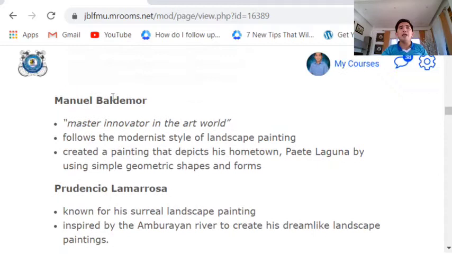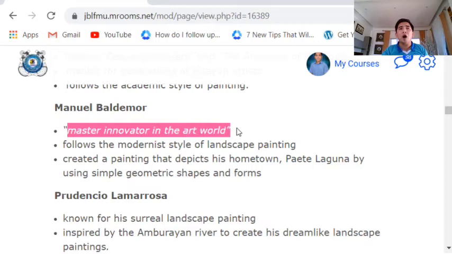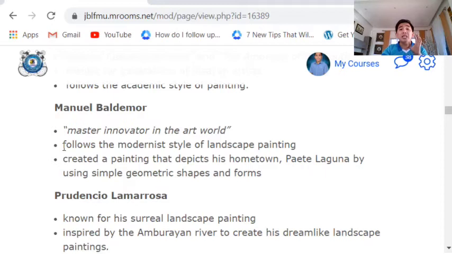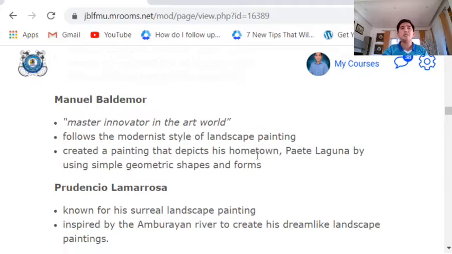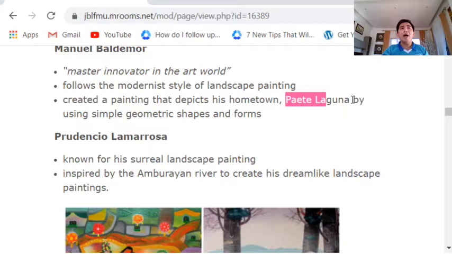Next, Manuel Baldimore. Si Manuel Baldimore is the master innovator in the art world. Okay? So, that's the title given to him. Follows the modernist style of landscape painting. So, ang modernist style of painting, may abstract na, right? May abstract na siya nga taste of it. Hindi na siya entirely academic. So, gina-incorporate mo na ang mga creativity na gusto mo ipakita. Next, created a painting that depicts his hometown, Paete, Laguna, by using simple geometric shapes and forms.